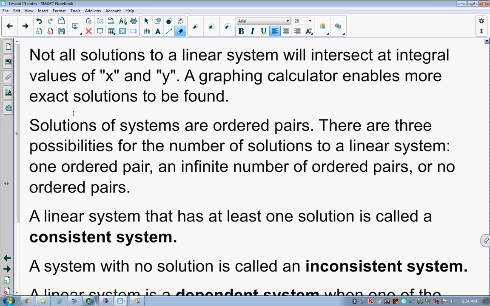And then we have no ordered pairs, which means these two lines never intersect. In order for that to happen, these two lines, when simplified, have the same slope but different y-intercepts. So one ordered pair is a combination of different slope, maybe yes, maybe no on the y-intercept. Infinite number of ordered pairs is exact same slope, exact same y-intercept. No ordered pairs means same slope, different y-intercept. Does that help?